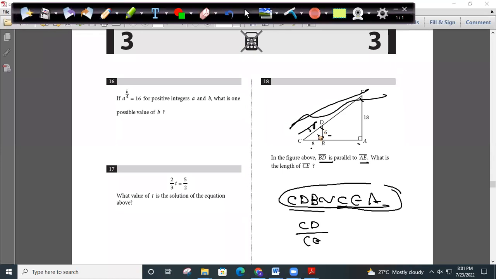If at least two angles of one triangle are equal to two angles of the other triangle, then happily I can say the two triangles are similar. But you need to write only with respect to corresponding triangles. So triangle CDB is similar to triangle CEA. So I can write CD by CE is equal to DB by EA. CD is 10, CE is X, DB is 6, EA is 18.